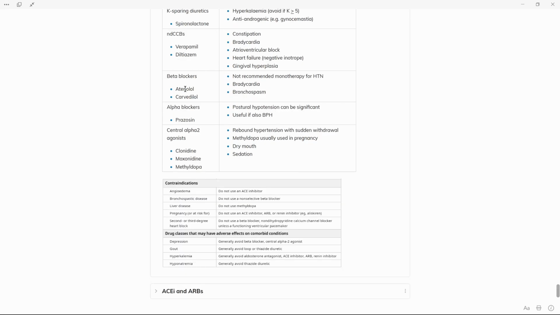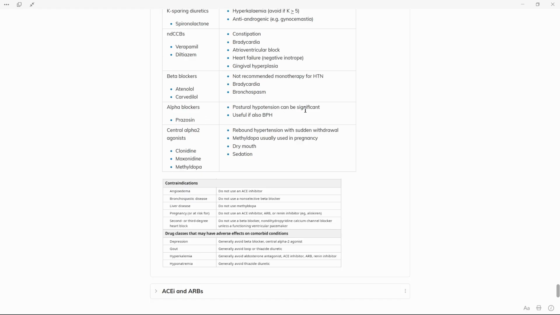Beta blockers such as atenolol or carvedilol, we don't recommend it for monotherapy for hypertension as mentioned before. They can cause bradycardia, they can have heart block if you combine them with verapamil or diltiazem, and they can also cause bronchospasm. If you have a patient with a history of asthma or COPD and they need to be on a beta blocker, then usually you would do a cardioselective beta blocker such as bisoprolol or nebivolol. Alpha blockers will be prazosin, tamsulosin is also the other.